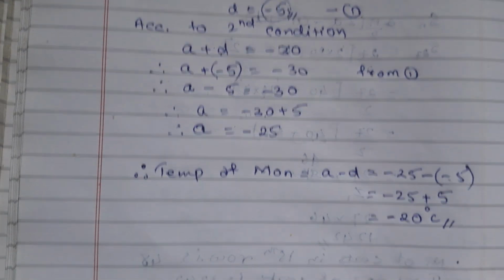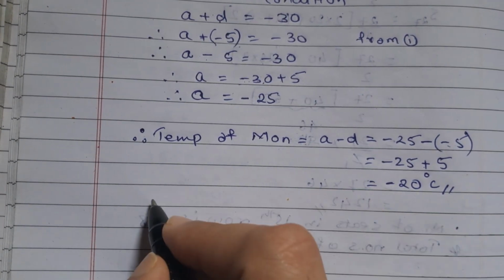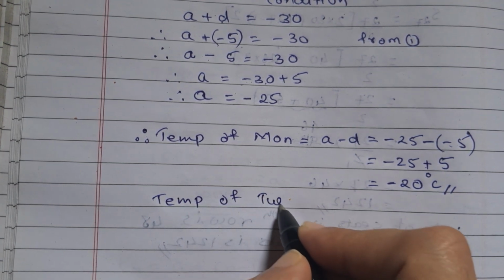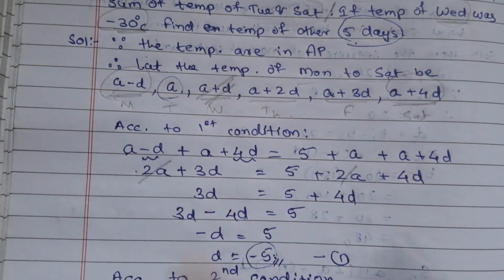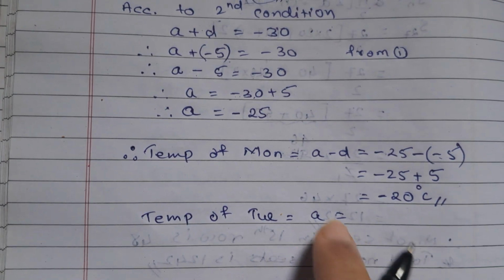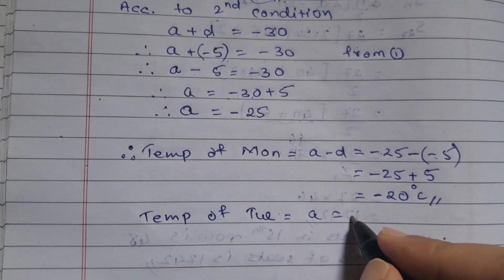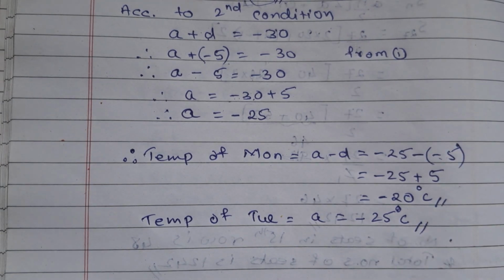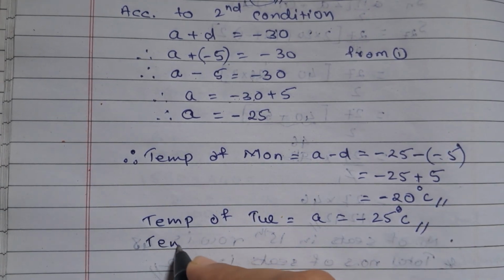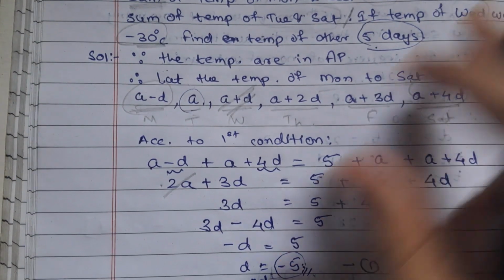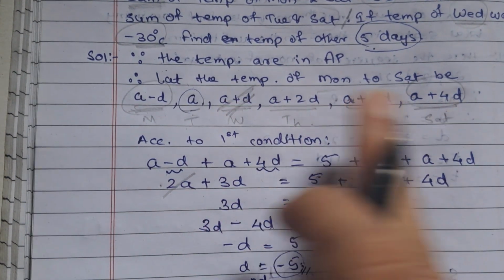Okay. Similarly, except Wednesday, I need to find temperature of all other days, right? So temperature of Tuesday. By the way, what is temperature of Tuesday in this list? Tuesday is simply A, right? A means whatever the value of A is. I have to just write that. And as it is minus 25, just remember, put degrees Celsius. Okay, let me do one more for you. Wednesday they don't need. They need Thursday, Friday, Saturday.